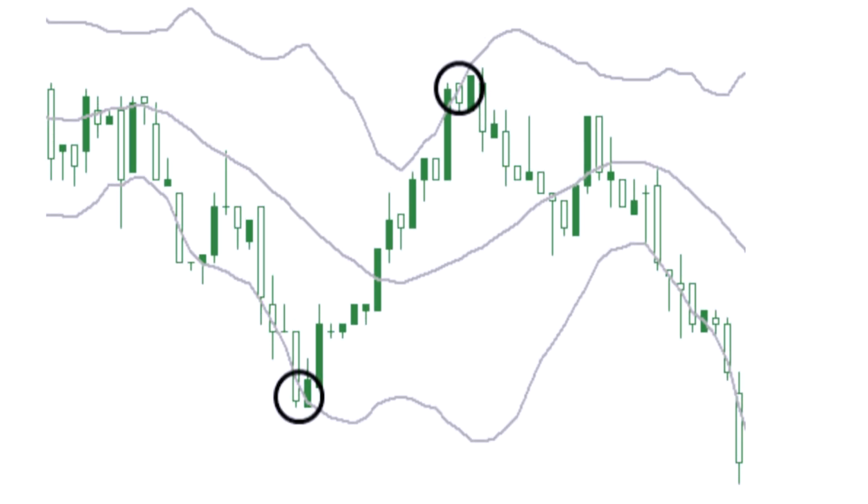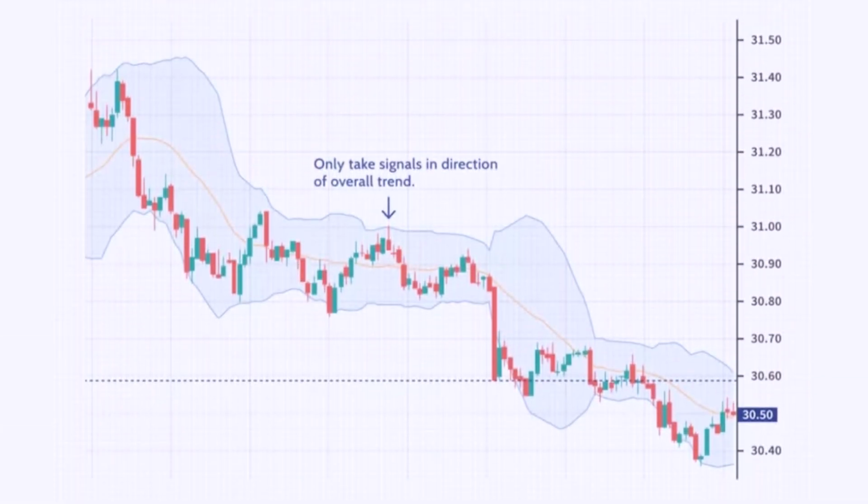1. Price crossing the bands. When the price crosses the upper band, it can indicate that the asset is overbought and signal a possible decline in prices. Conversely, when the price crosses the lower band, it may indicate that the asset is oversold and suggest a possible price increase.